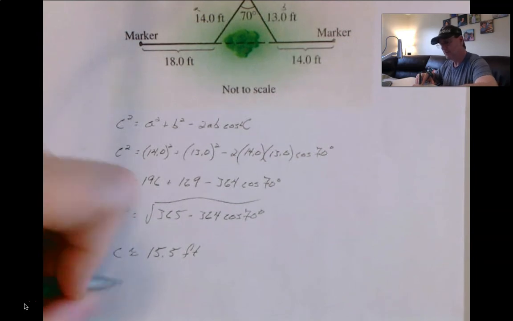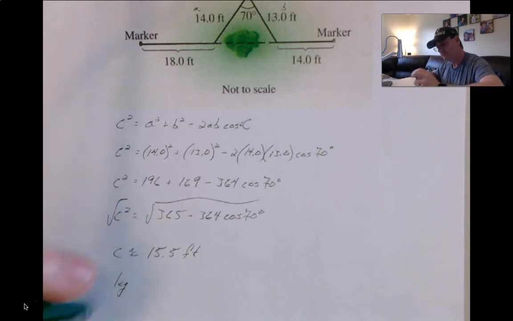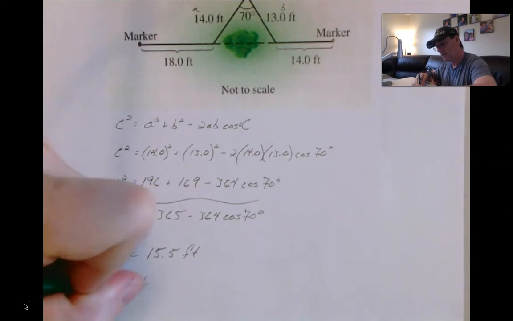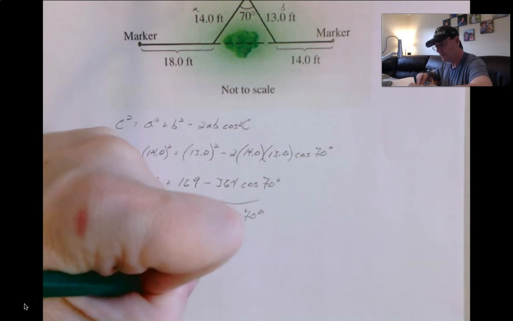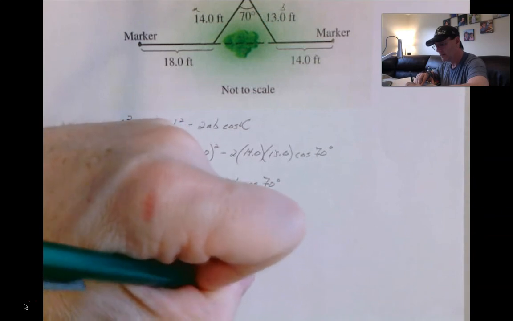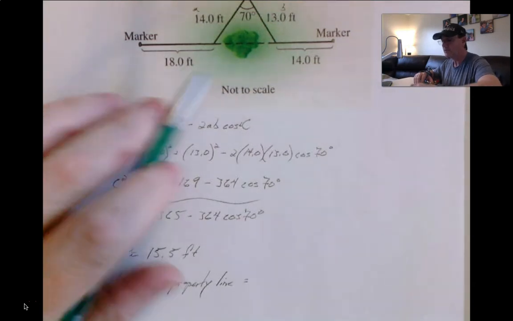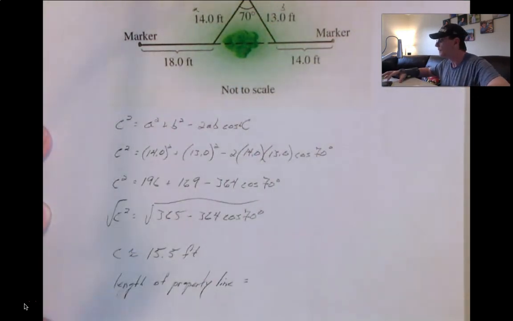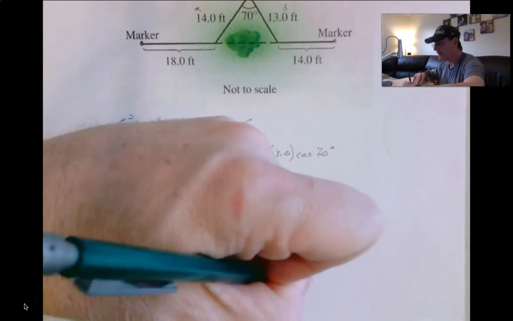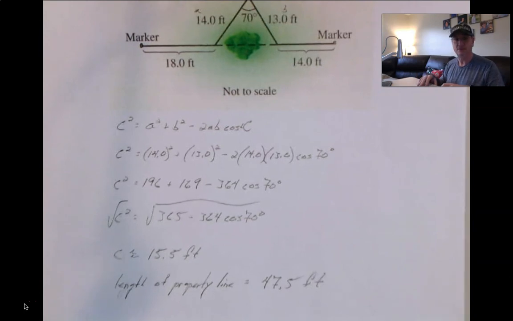So the final answer, length of property line equals 15.5 plus 18.0 plus 14.0, gives me 47.5 feet. Using the law of cosines, a little bit of surveying.